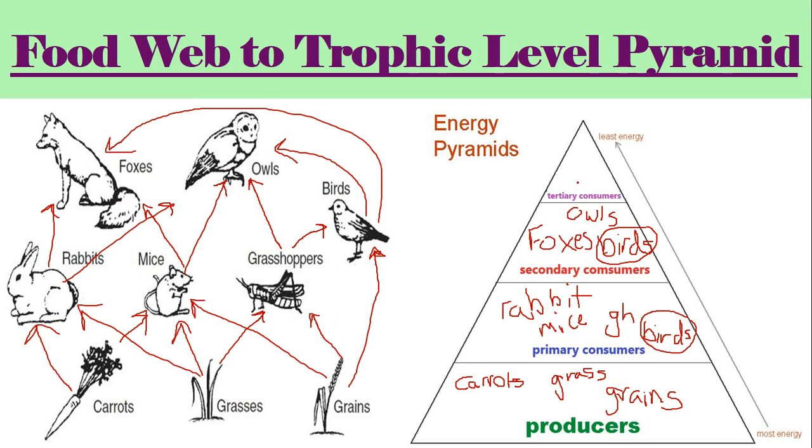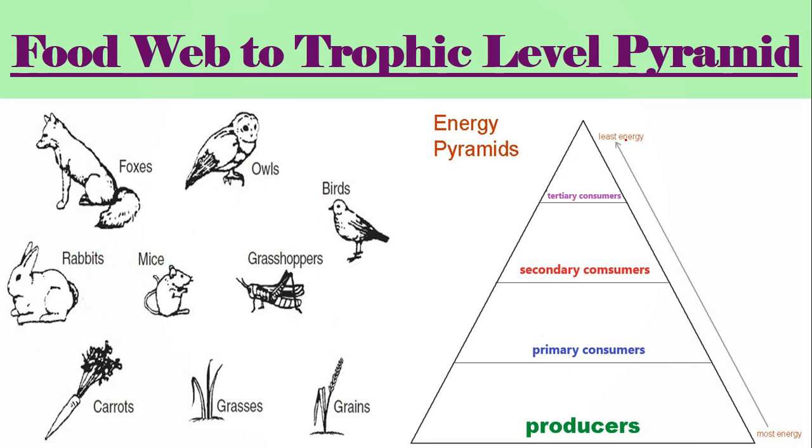Now, tertiary consumers are anything that eats a secondary consumer. So nothing ate the fox, nothing ate the owl, but the birds were eaten by the fox and the owl. As you see, fox and owls appear in two separate levels as well. So this is the energy pyramid. Remember, as you go from bottom up, less energy becomes available.